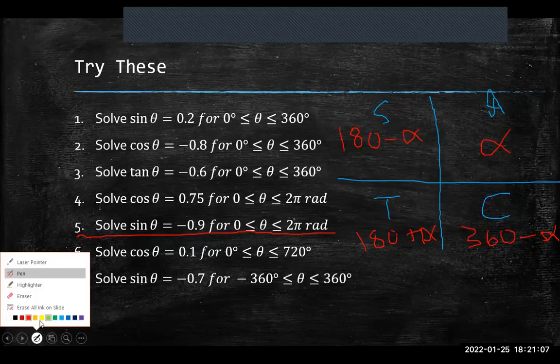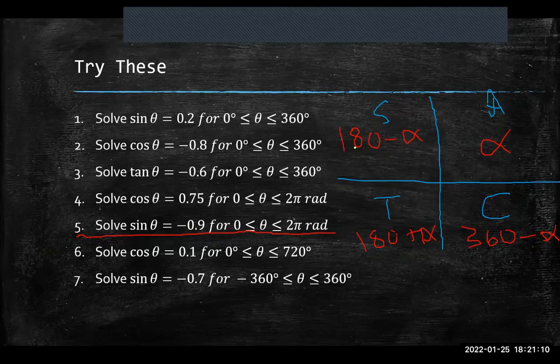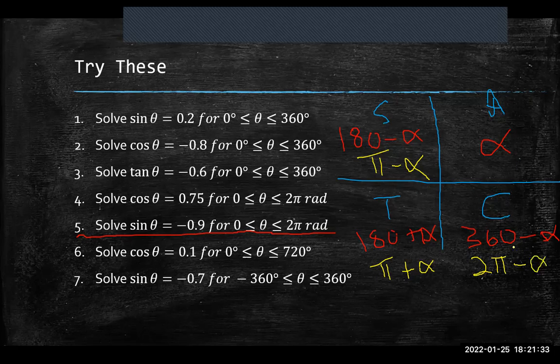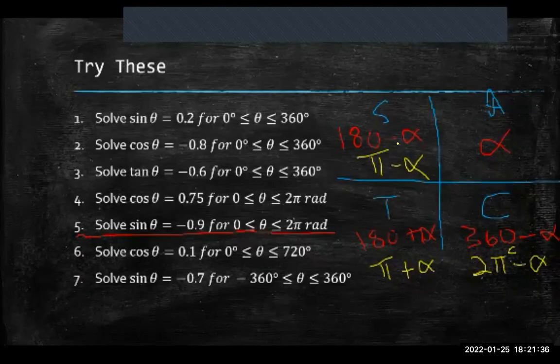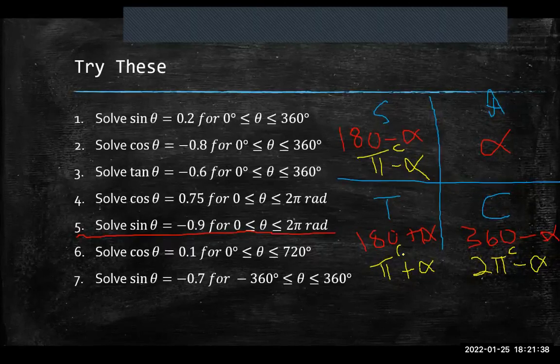If you're given the angle in radians, then instead of 180 minus alpha, you say pi radians minus alpha. So we know 180 degrees and pi radians are equivalent. That's why I can say this. Pi plus alpha, and 360 degrees is the same as 2 pi radians, so I can say 2 pi radians minus alpha. All right, you try now.